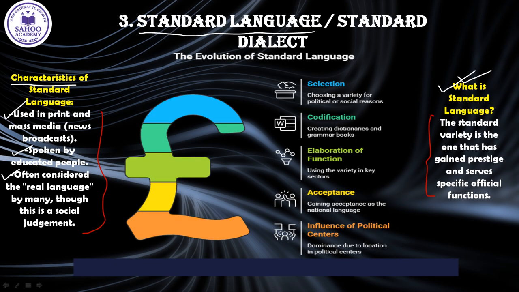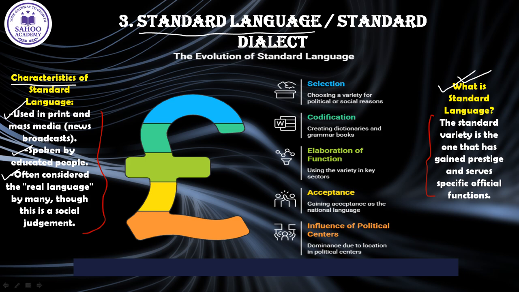The first one is it is used in print and mass media, in newspapers, official documents, and news broadcasts. Secondly, it is spoken by educated people and is often linked to social mobility. Then the third is perhaps the most important one. It is often considered the real language by many people, though as we will see, this is a social judgment, not a linguistic fact.